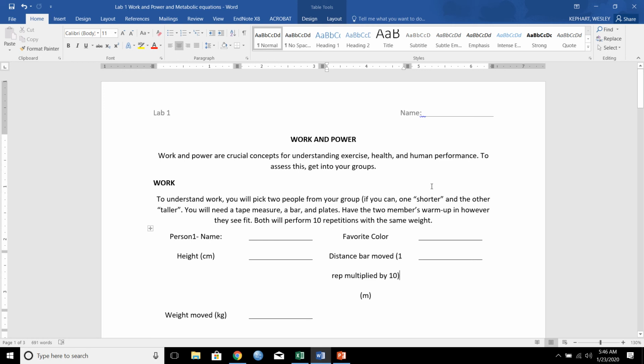Hey class, here is the introductory lab, lab 1. It's all about work and power and some metabolic equations, which I provide an Excel document for. It has all of the formulas in it, and if you mess around with it, you can essentially figure out everything that you want to.